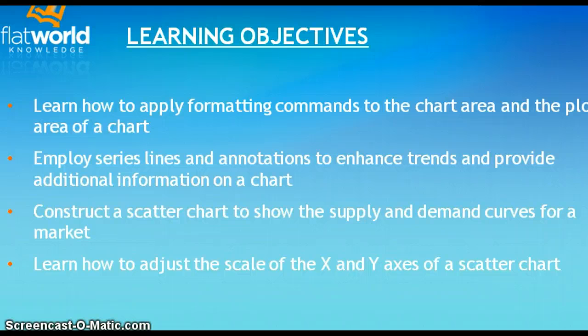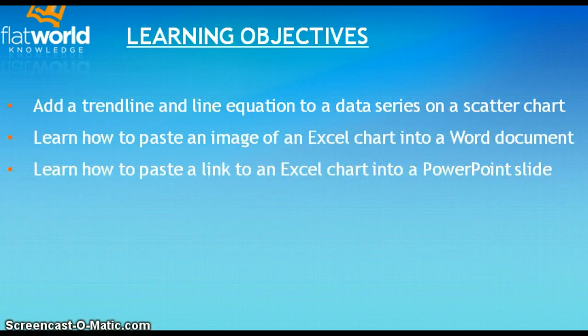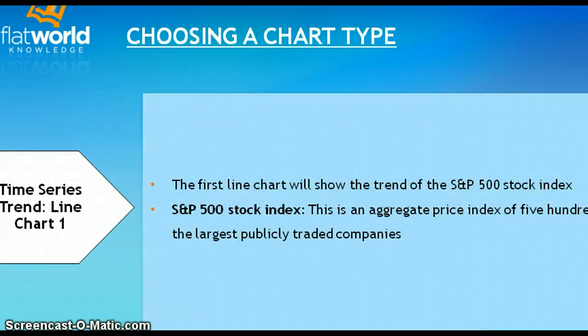Finally, we're going to apply formatting and employ some line annotations to enhance trends and some other information we want to include on our chart. We're going to construct a scatter chart, and basically what we're going to be working with is knowing what type of chart to use for what type of information we want to convey to our users. Whether it be a scatter chart, a bar chart, a pie chart, a frequency distribution type of chart or a line chart, it really depends on what we're trying to do, what we're trying to show.